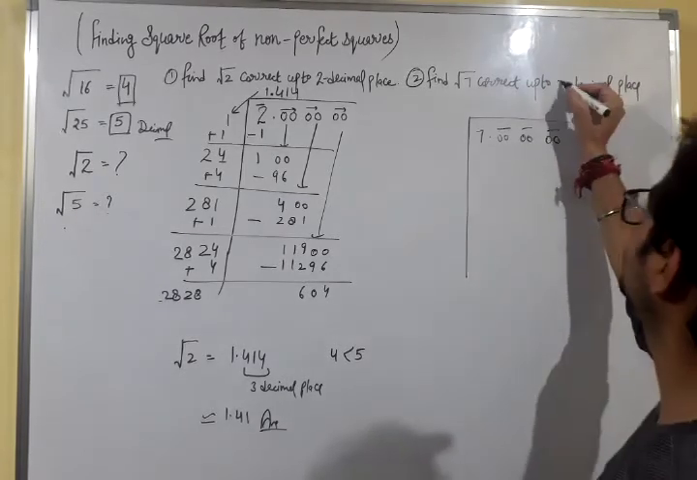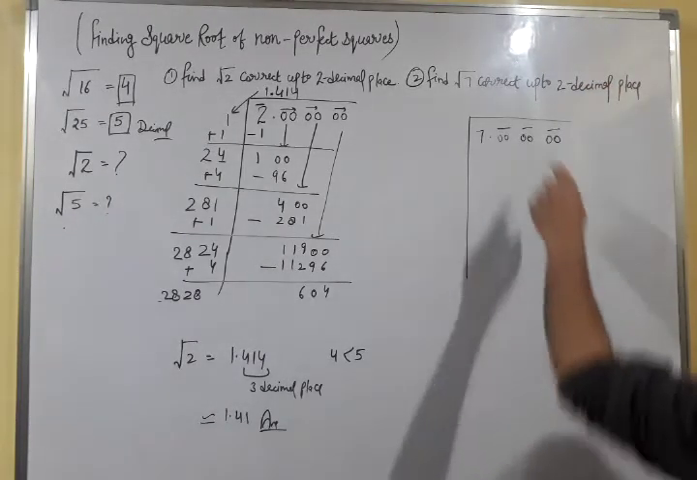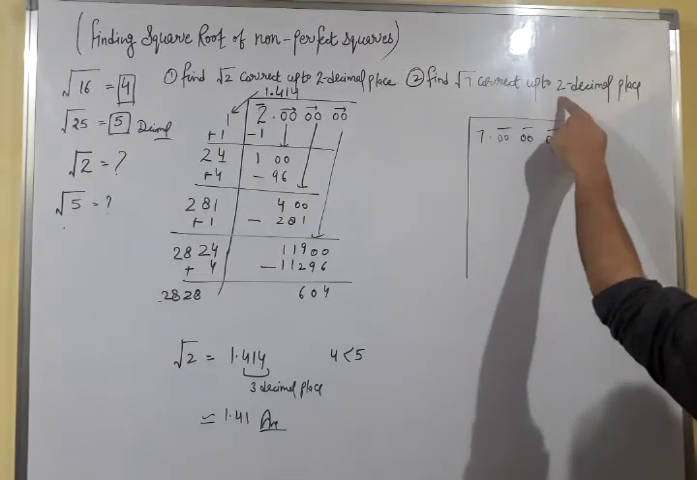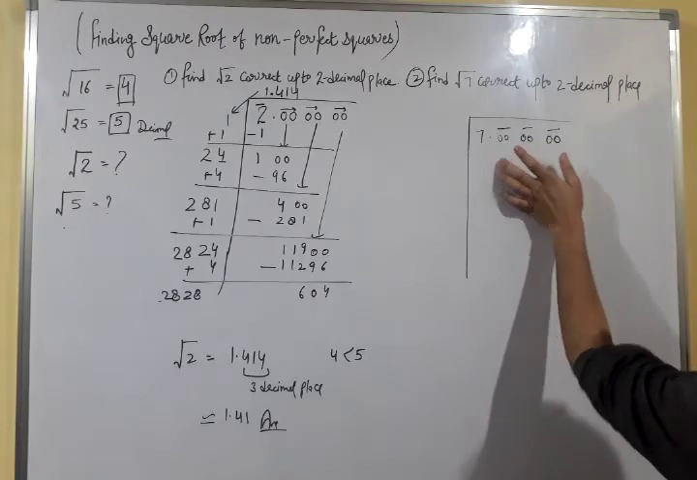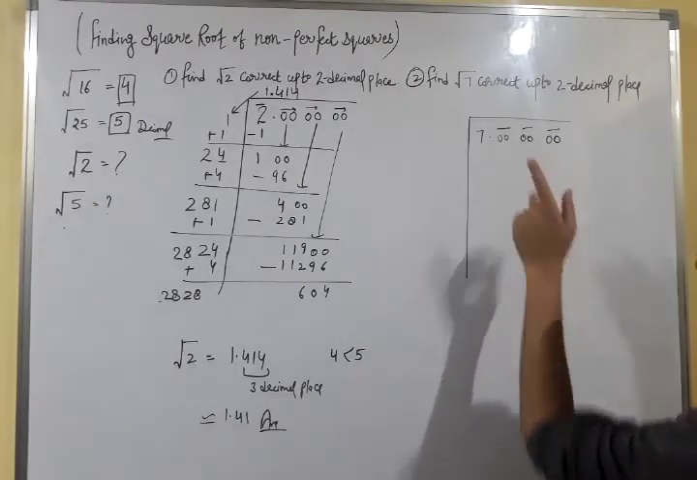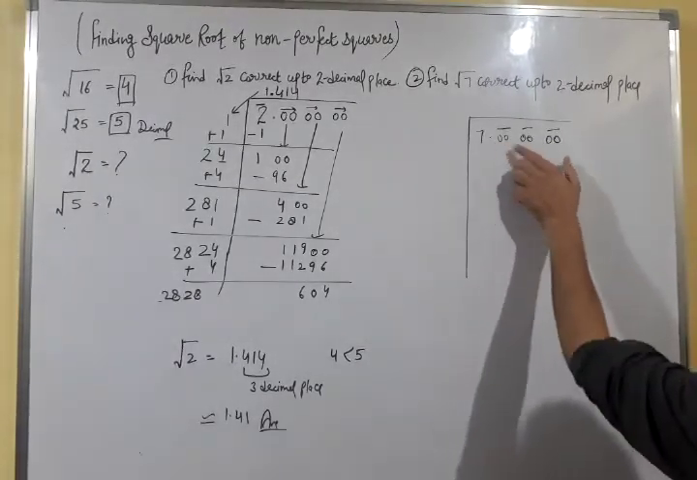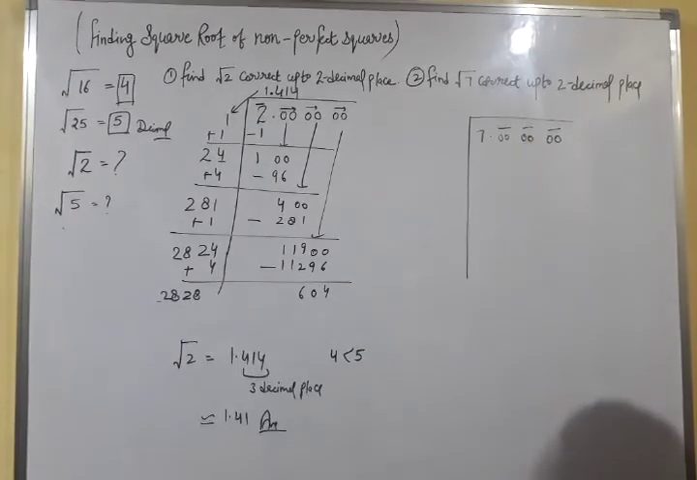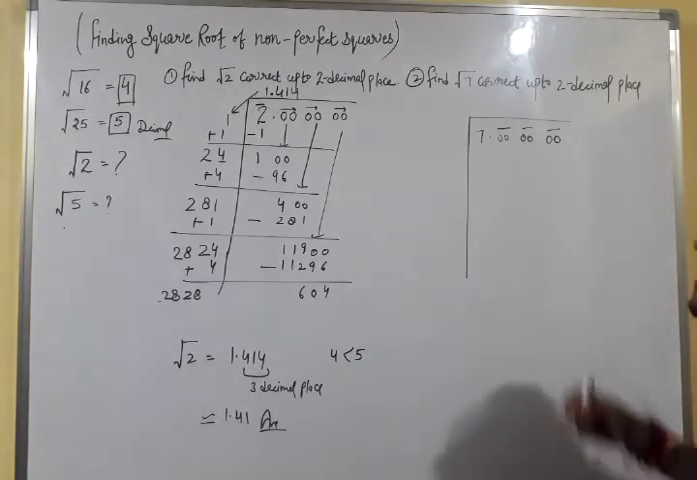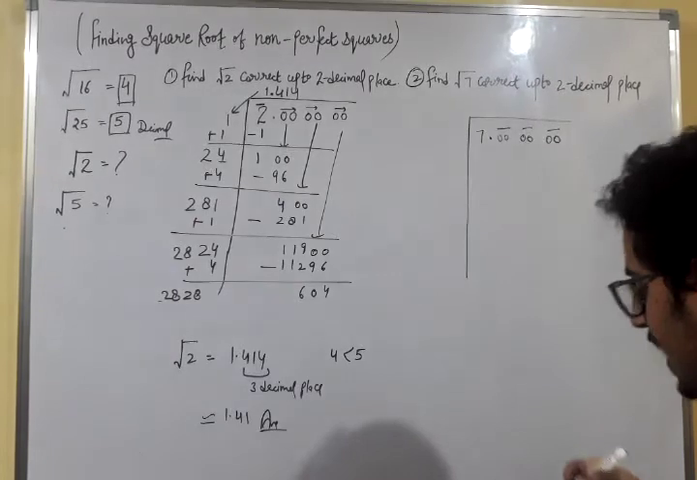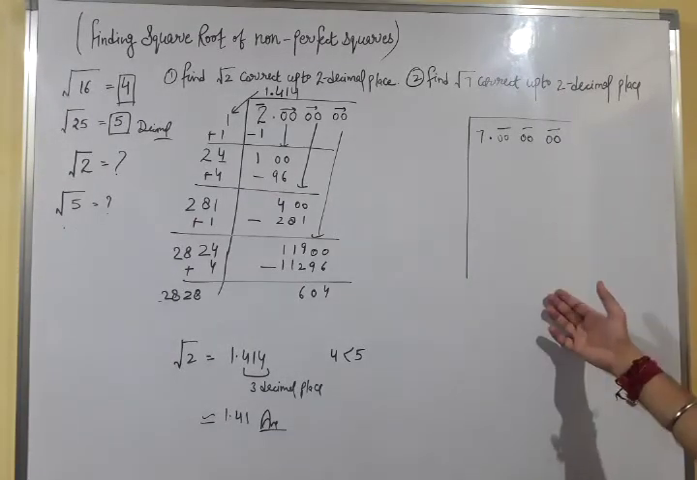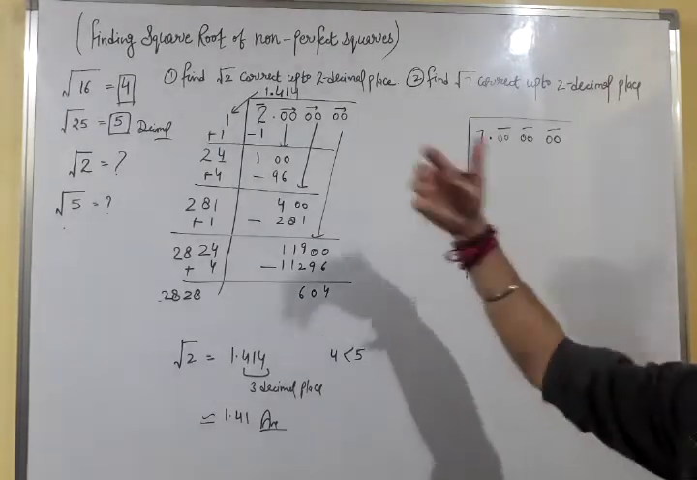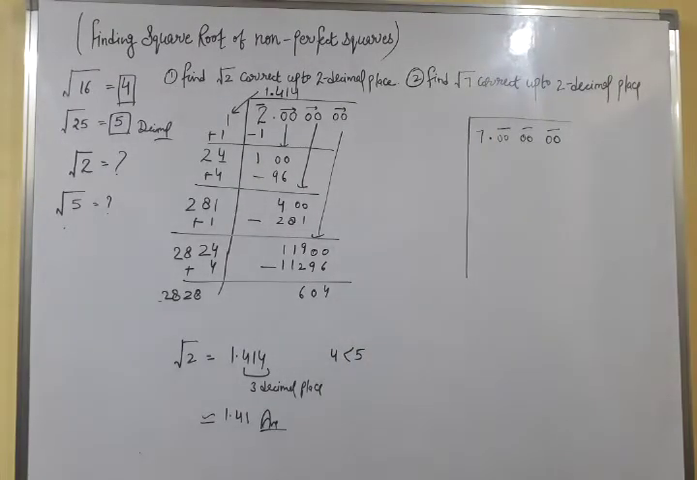If we need to find the value of square root 7 corrected up to 2 decimal places, then we need 3 places. 3 places means 1 place will have 2 digits. So we have to write 6 zeros, because 7 can be written as 7.0000 and 00. Now start finding the square root of 7 by the simple long division method.